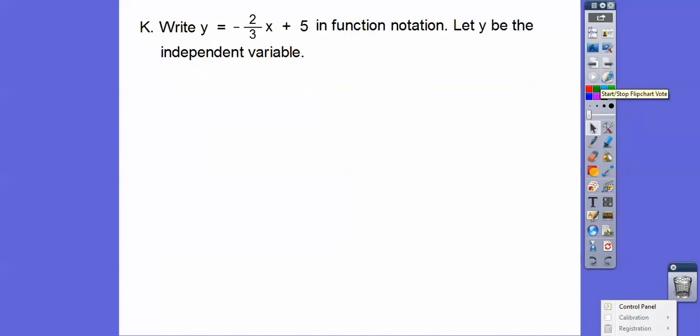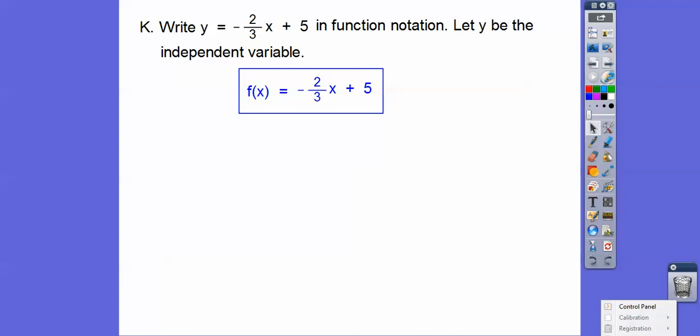All right, so write this in function notation and let y be the independent variable. Okay, this sentence right here is just to throw you off a little bit. Function notation is f of x. So we'll just write f of x equals that stuff right there. Remember, y equals f of x. So f of x equals the function right there, okay?